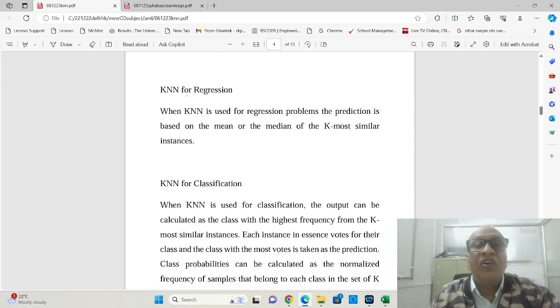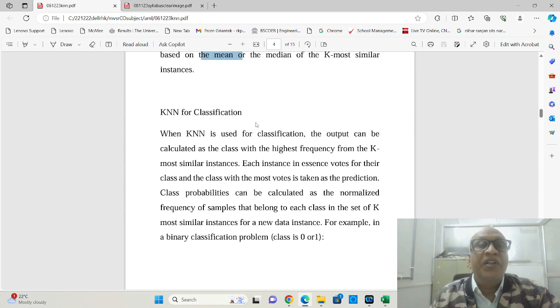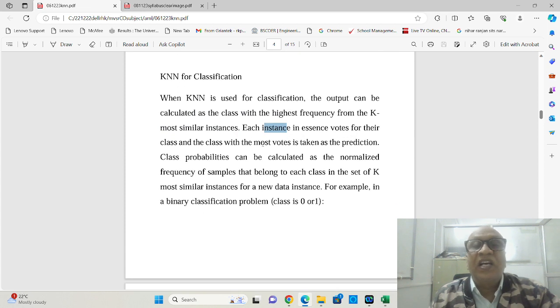If we are using KNN for regression, the prediction is based on the mean or median of the K most similar instances. If we are using KNN for classification, the output is calculated as the class with the highest frequency from the K most similar instances. What happens is every instance votes on its class and the class with the most votes is taken as the prediction. We can also calculate the class probability by normalizing the frequency of samples.